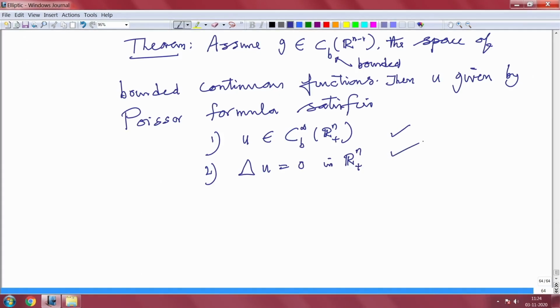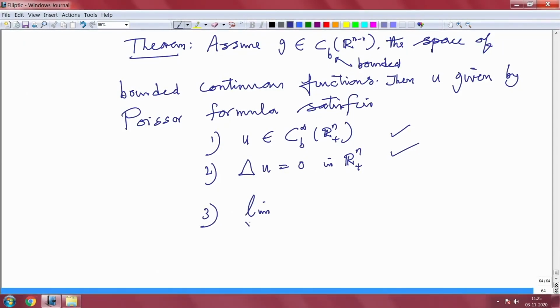What remains to prove is that it satisfies the boundary condition in the sense of a limit. You have to be careful, since g is just continuous and u is defined only on the interior; u is not defined on the boundary. The Poisson formula defines u in the interior of R^n plus, not on the boundary. So, how do you interpret the boundary value? You have to interpret the boundary value of u as a limit going to 0, and that is what we need to prove.